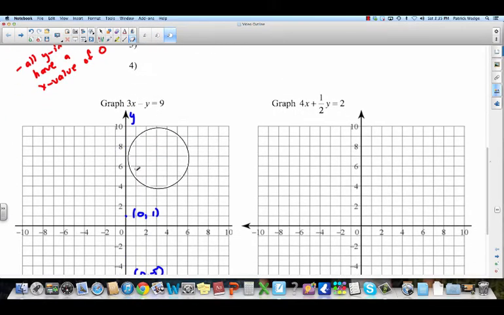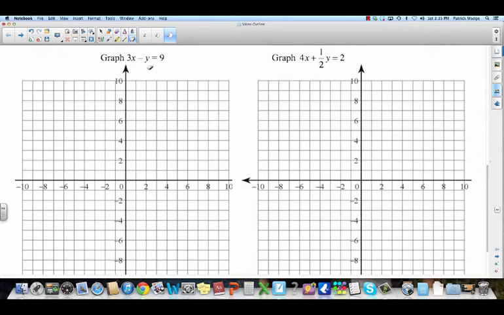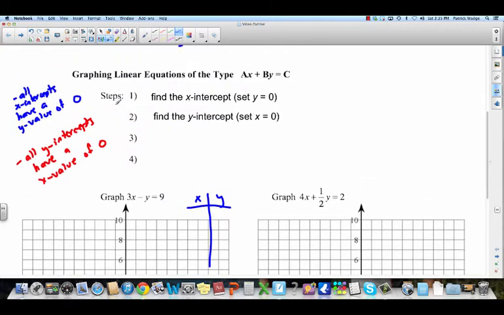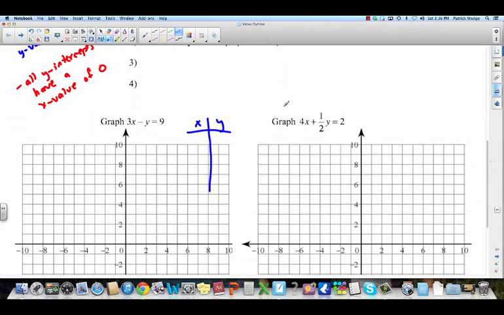Let's first of all clear this up here. And I'm going to try to graph 3x minus y equals 9. So I'm going to make a little table of values for myself here, and I'm actually only going to need 3 points. So it doesn't have to be that big. And the first point we're going to find is the x-intercept. In other words, we're going to set y equals 0, because we know for every x-intercept, y equals 0.